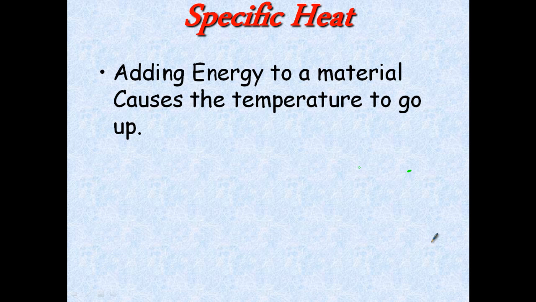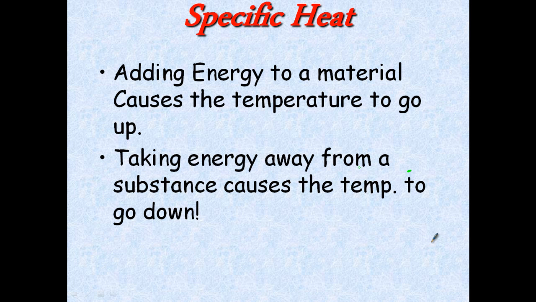Alright, so adding energy to a material causes its temperature to go up. Makes sense. We put energy in something, all the molecules inside start moving really fast, which we find out in our thermal energy podcast. These molecules bump off each other, and the friction between these molecules causes heat, which makes the temperature go up. And opposite of that, if we take energy away from a substance, the temperature goes down. So those molecules slow down, they aren't bumping into each other as much, not producing all that heat, so the temperature is going to go down.